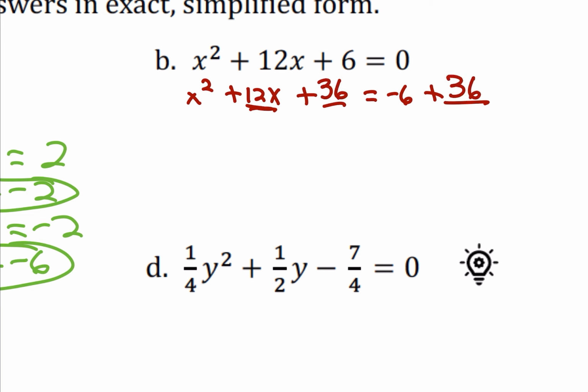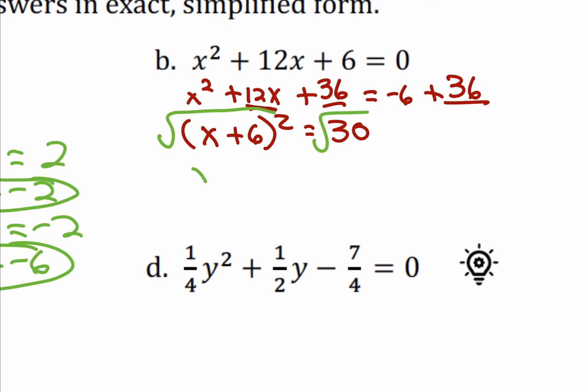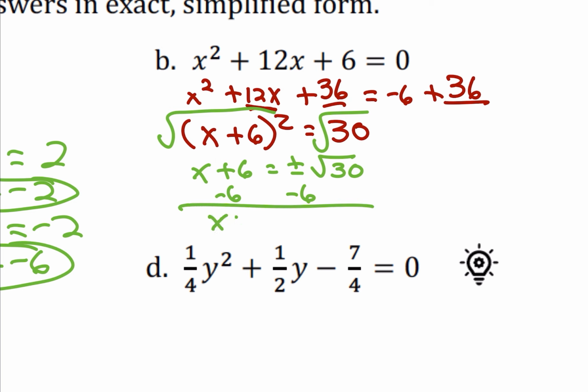So we've added 36 to both sides, and now this quantity is going to factor as x plus 6, the quantity squared, equals 30. Now I'm going to change our color again so you can see that I'm taking the square root of both sides, and we get x plus 6 equals plus or minus the square root of 30. We're going to subtract 6 from both sides. So our final answer is going to be x equals negative 6 plus or minus the square root of 30. And that is all we can do.